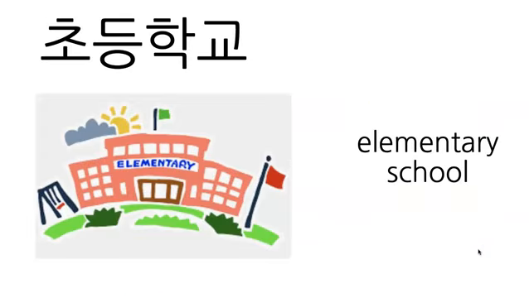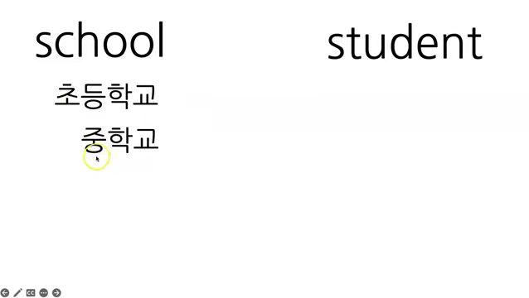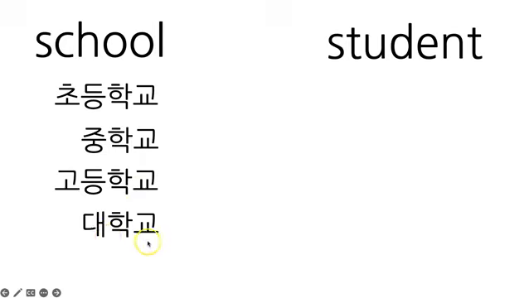초등학교 is elementary school. Now let's review all the school names and then student names. 초등학교, this is a new word in Lesson 8, meaning elementary school. 중학교, 중 meaning middle, so middle school. 고등학교, 고, high, 등, level, 학교, school. So that means a high level school, that's 고등학교, high school. 대학교, college or university. And lastly, 대학원, this is a graduate school, 대학원.